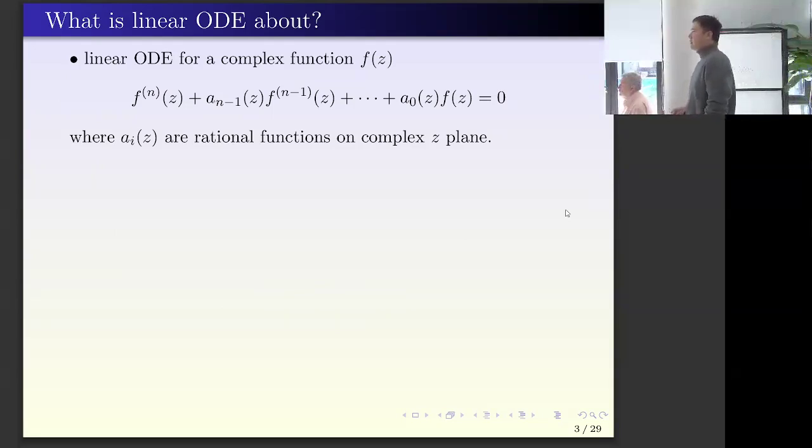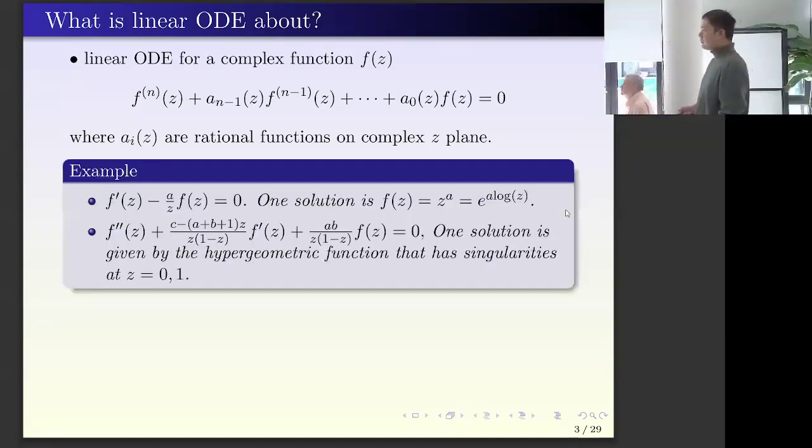For linear ODE, I mean a scalar ODE for a complex valued function f(z), where z is the complex variable, and all the coefficients I assume are meromorphic functions on P1. The typical examples are as follows. For example, f' = (a/z) f, where a is a constant. Then we know that a solution is given by z to the power a, which is a multi-valued meromorphic function that may have a branch at z equals 0.